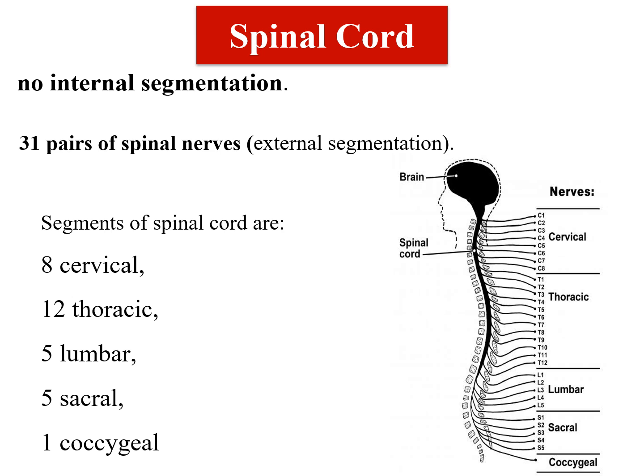What about the segments of the spinal cord? The spinal cord is segmented into 8 cervical segments, then 12 thoracic segments, followed by 5 lumbar segments, then 5 sacral segments, and finally 1 coccygeal segment.